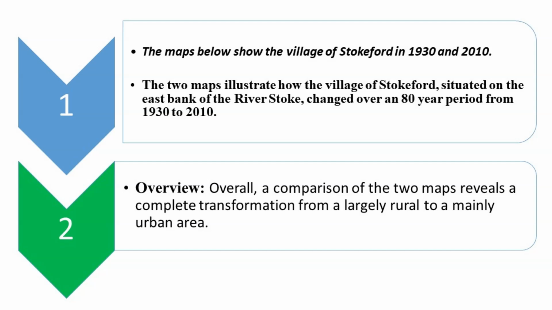What do you mean by transformation? A change, a very big change, because before it was a village and now it has become a town. So you can use the words rural and urban. So complete transformation from a largely rural to a mainly urban area means it has become like a city where people have moved in large numbers. So when people move in large numbers, the city will automatically develop in terms of housing and other necessary infrastructure.